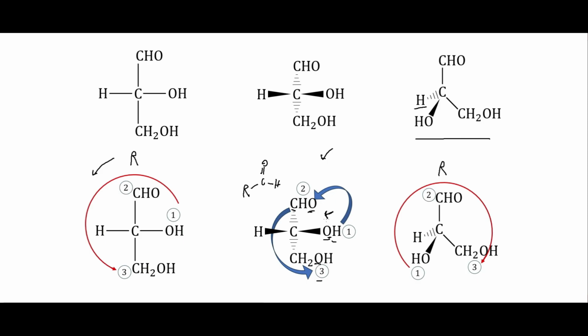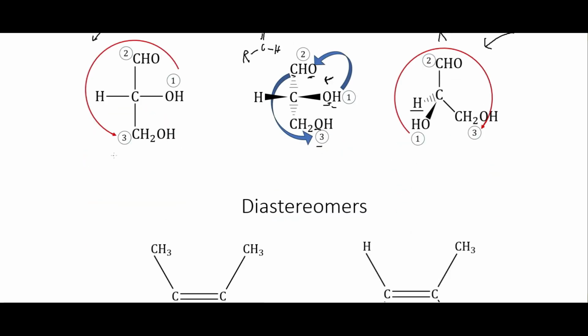But the take-home message here is that when we are looking at Fischer projections, our R and S designation is actually going to be the reverse of what we do when we're looking at these 3D molecules with our lowest priority atom pointing away from us. And so that sort of righty-tighty thing doesn't work for this anymore. So just remember, when we're doing Fischer projections, R and S is opposite.